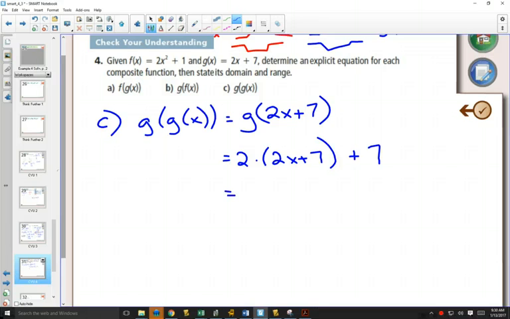Again, this would be one that's easy to simplify. You're going to get 4x plus 14 plus 7, 4x plus 21.